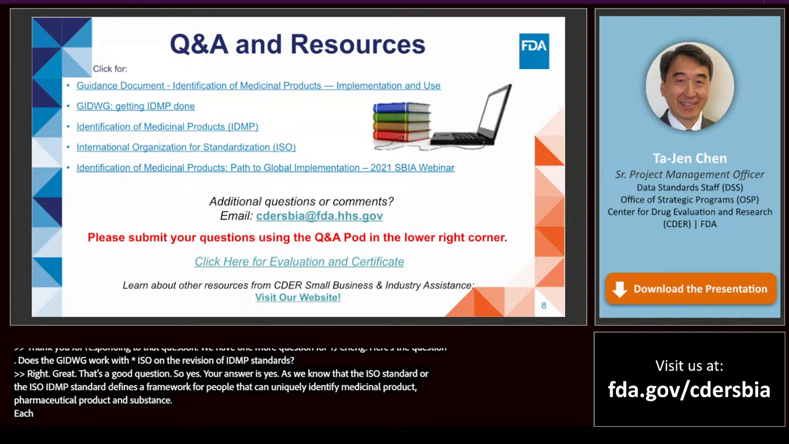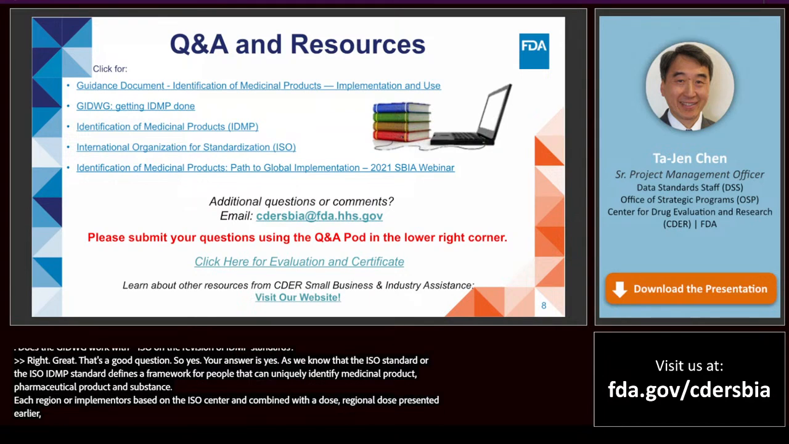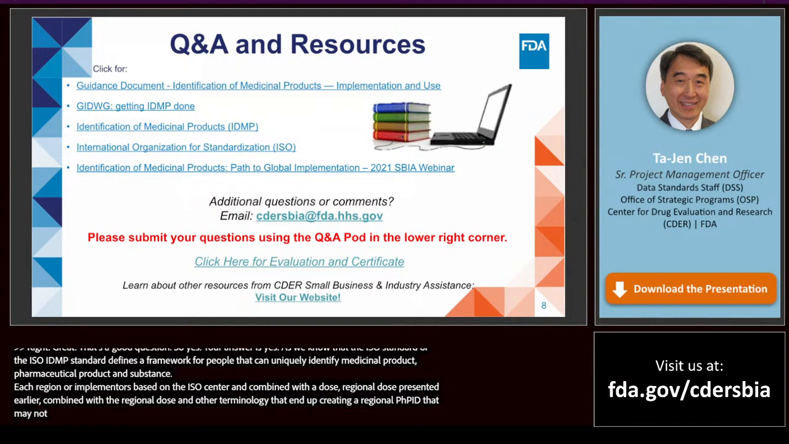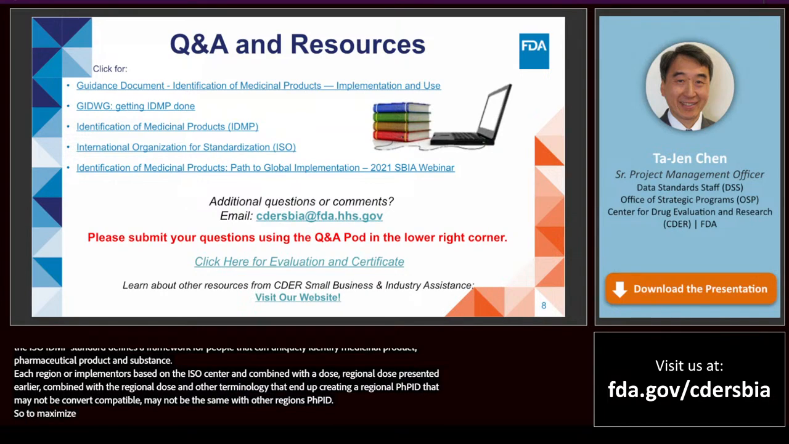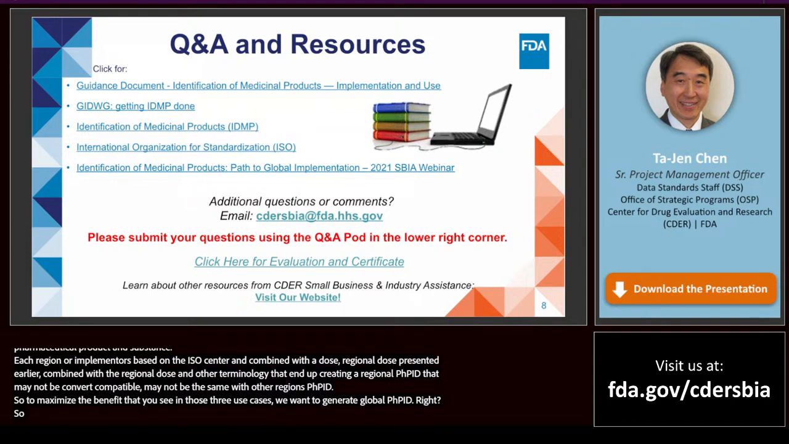Each region or implementer can, based on the ISO standard, combine it with the regional dose form, like Ron presented earlier, and other terminology, and end up creating a regional PHPID that may not be the same as other regions' PHPIDs. So to maximize the benefit that you see in those three use cases, we want to generate a global PHPID, right? So the GIDWG project is based on those use cases.